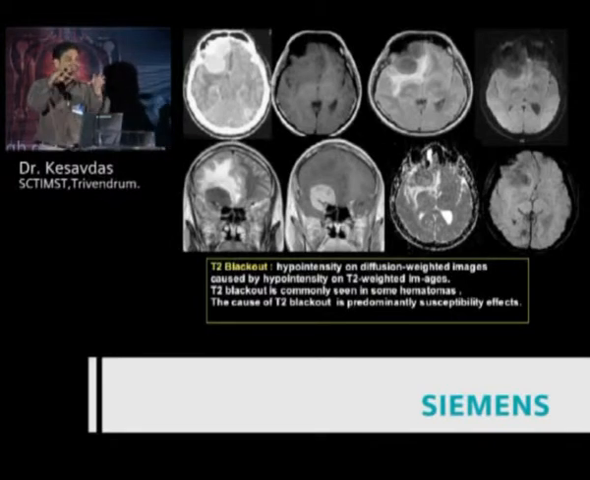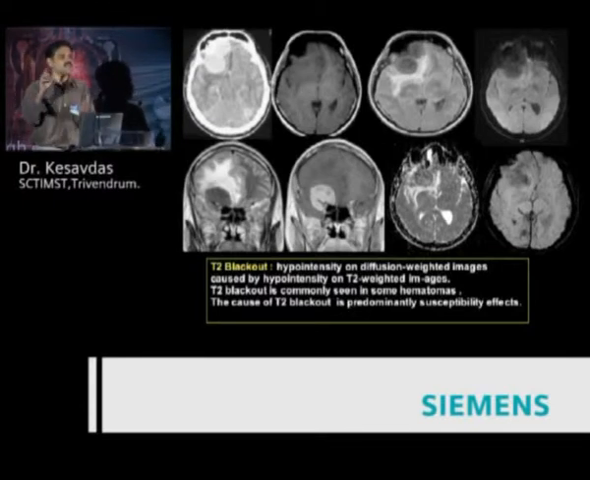Because there are a lot of areas of susceptibility within the lesion, in hematomas, in areas where there are more free radicals, where there is more calcium, in diffusion weighted imaging it will look black, and in ADC also it will look black. So three phenomena you should know: T2 shine through, blackout phenomenon, and washout phenomenon.